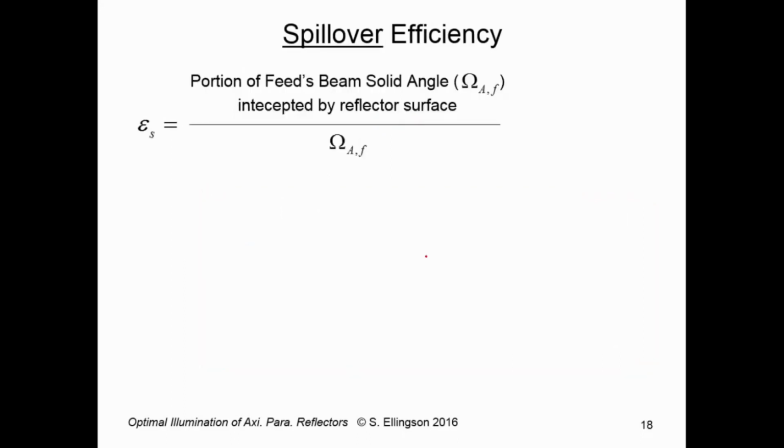Now, spillover efficiency. A convenient way to calculate the spillover efficiency is in terms of beam solid angle. The beam solid angle for the feed, we can say is just omega A, and we'll indicate F here to make it clear we're talking about the feed and not about the overall system. And then in the numerator here, we can just do this calculation again, but not over the whole sphere. We'll just do it over the part of the sphere which is intersected by the reflector surface. So the ratio of those two quantities gives us the spillover efficiency.